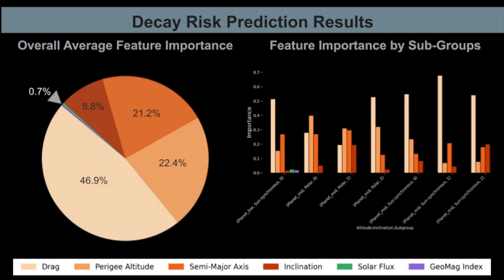We visualize here the feature importance to understand the key drivers of decay risk. Atmospheric drag dominates across all groups, followed by orbital parameters like perigee altitude, semi-major axis, and inclination. Space weather contributes only in low altitude and sun-synchronous orbits. Using regression uncertainty, we then estimate risk levels and integrate them into an early warning system.